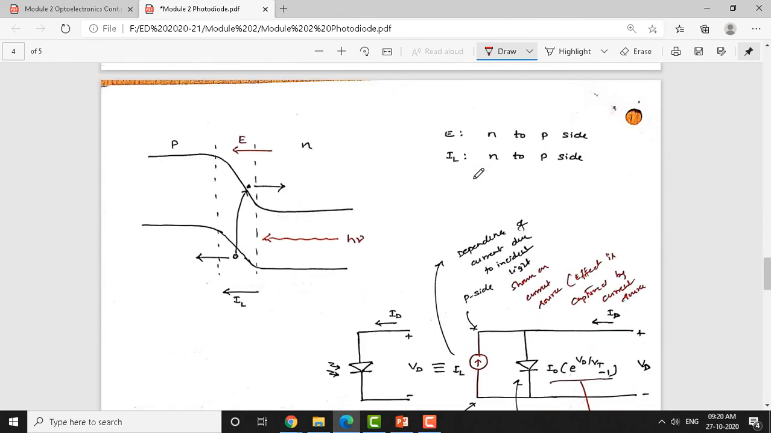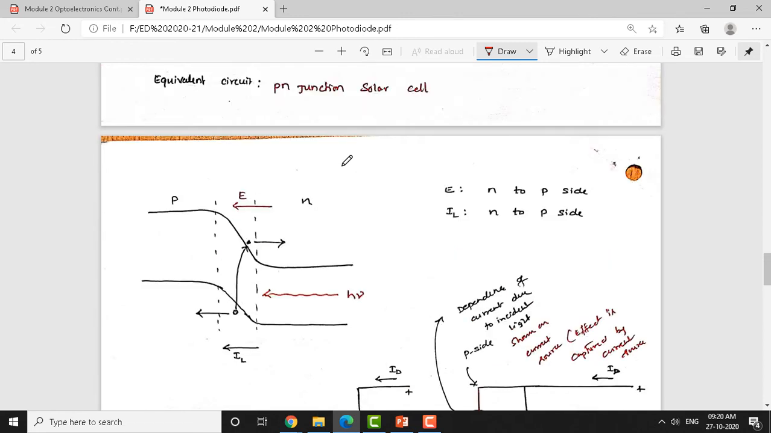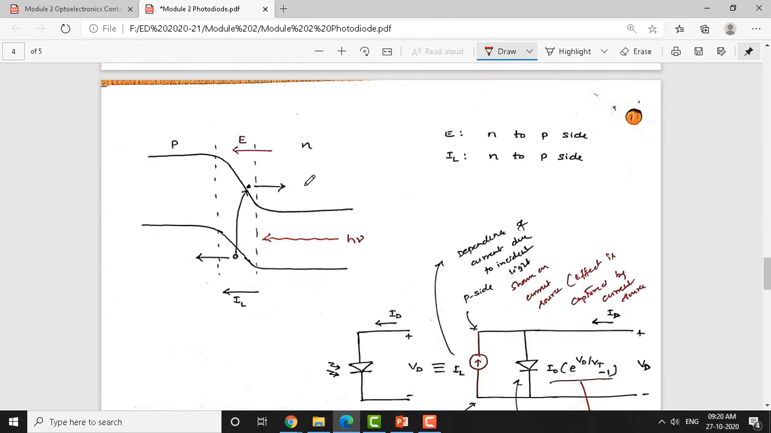With that, let me move on to the equivalent circuit representation and the energy band diagram we have already seen here. So, once again I reiterate, a solar cell is not at all different from an ordinary photodiode; it is almost the same.